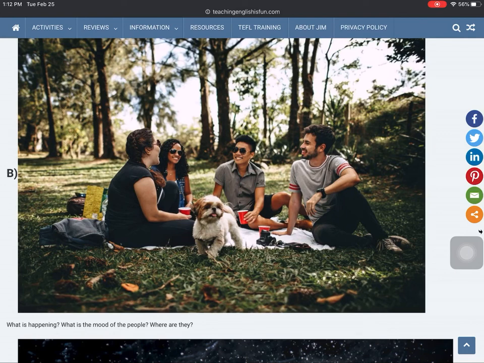So maybe they're going around and they're going to be taking some pictures later, and they're out for the day, and they just look like they're enjoying themselves. They look like they're having a very good time, right? So that's a nice, simple description of that picture right there.